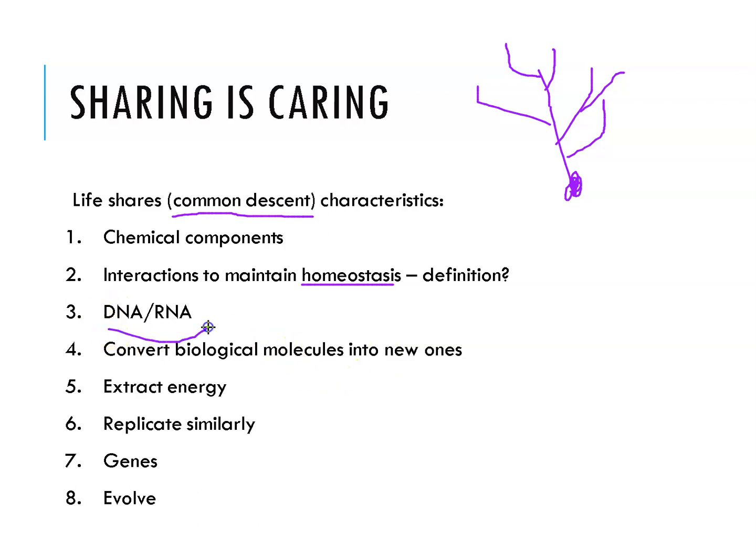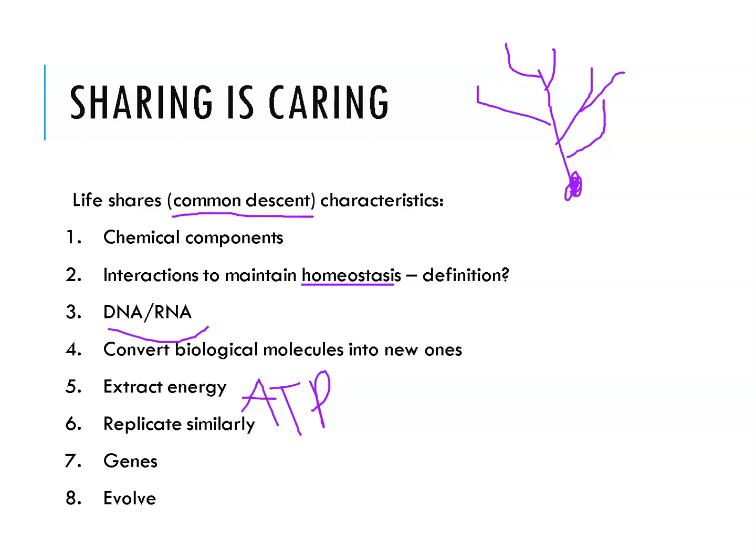We have a genetic code, DNA and RNA. We convert biological molecules into new ones. We take what we eat, break it down, and then assimilate it into tissues and enzymes and various things that we need. We extract energy. Those calories that you see sometimes on food labels, we are extracting that energy. We're taking that energy, extracting it through cellular respiration to make ATP. I would definitely write ATP right here. We're going to dive into that a lot more down the road, but ATP, adenosine triphosphate. We replicate similarly. Living things do replicate in similar fashions. We have genes and we evolve.